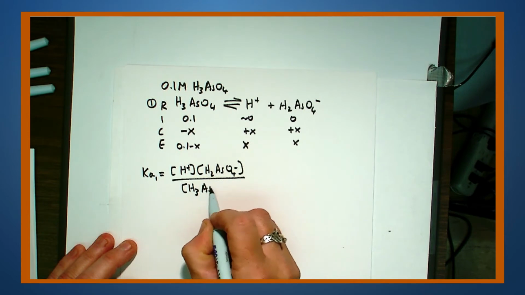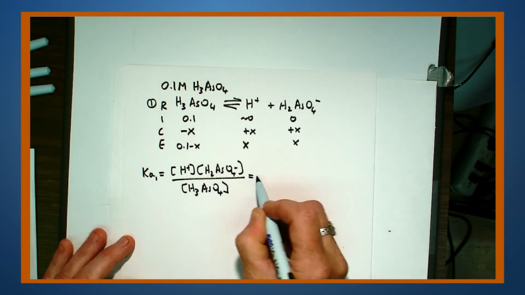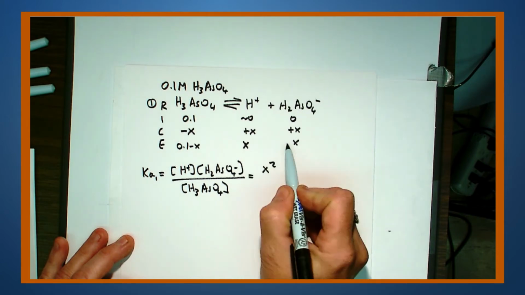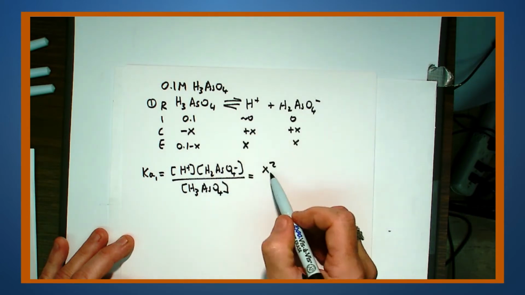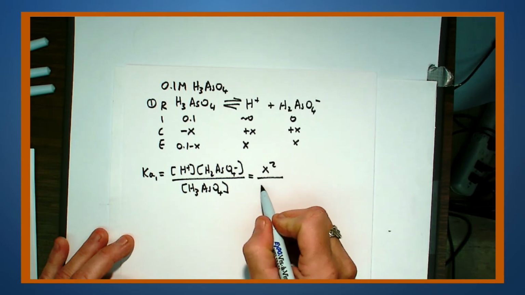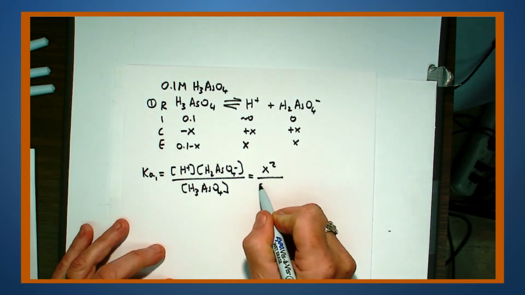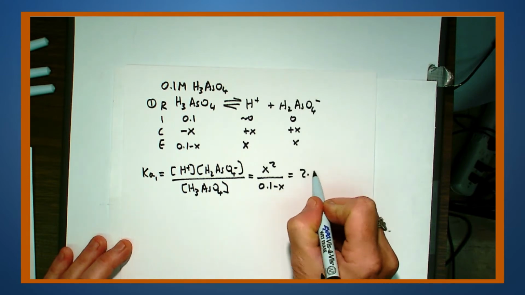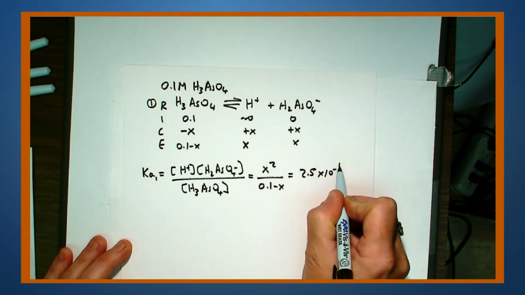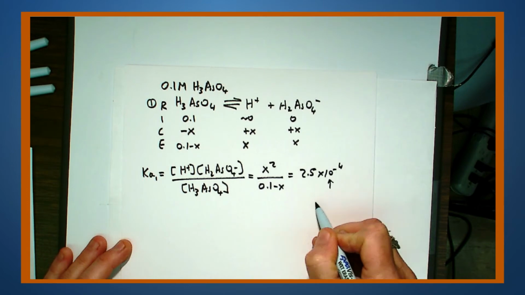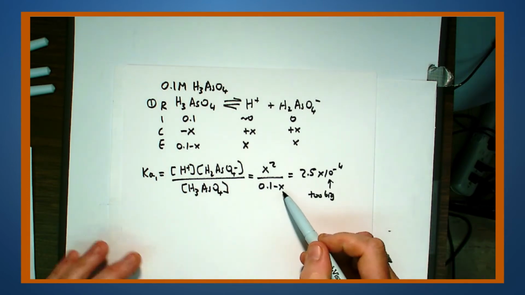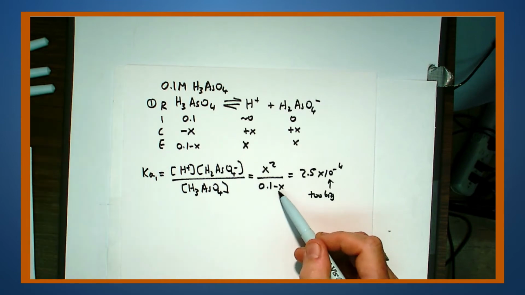All right, so we have this again. And now we're going to put in the numbers. And we're going to have x squared, because each of these is x, right, over, and then we have not C0, we actually have the number here, so this is going to be 0.1 minus x. And that equals 2.5 times 10 to the minus 4. Uh-oh, this is too big. Remember that simplification we sometimes do, where we say, this x is going to be really small, so we can get rid of it. Well, we can't.